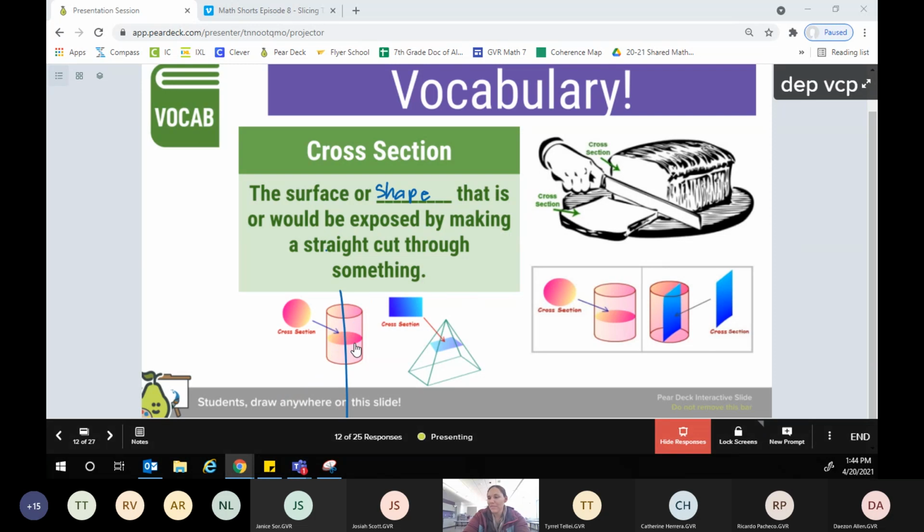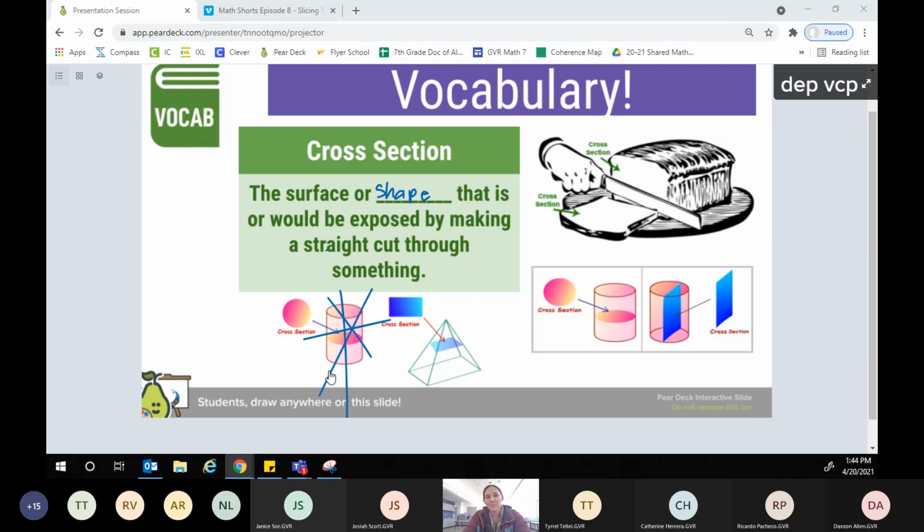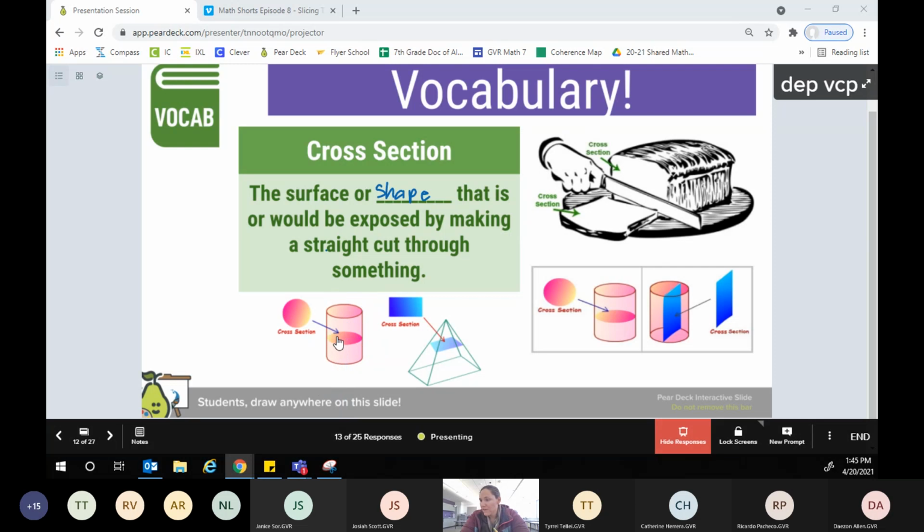Eileen, oh wait, Eileen, put that back. Okay, see this last line Eileen drew? It's diagonally cut. This is another way you could do a cross section. You just got to be really careful with these diagonal cuts because sometimes they make weird shapes. All right, Eileen, can you erase your lines now, please? Because I want us to see the cross section.